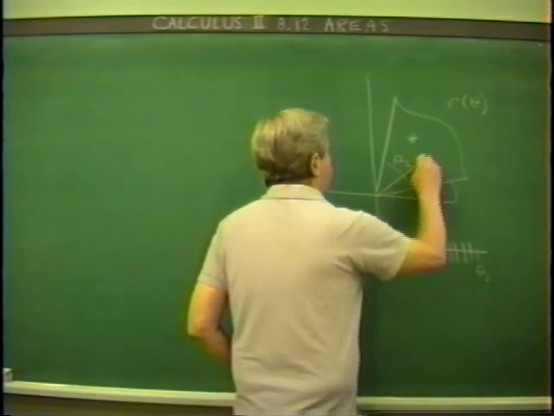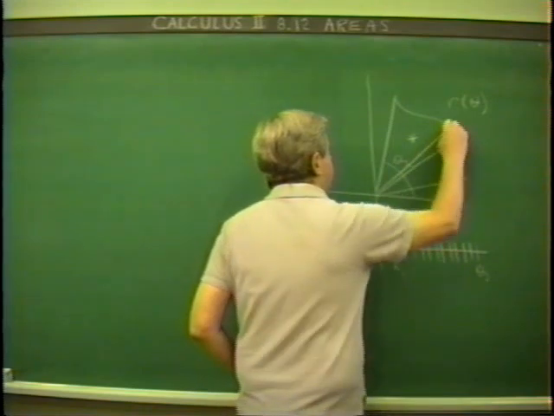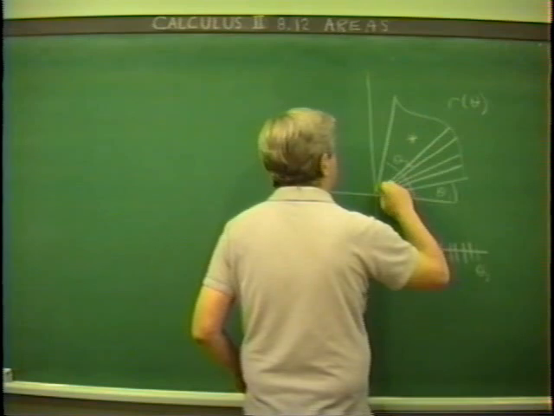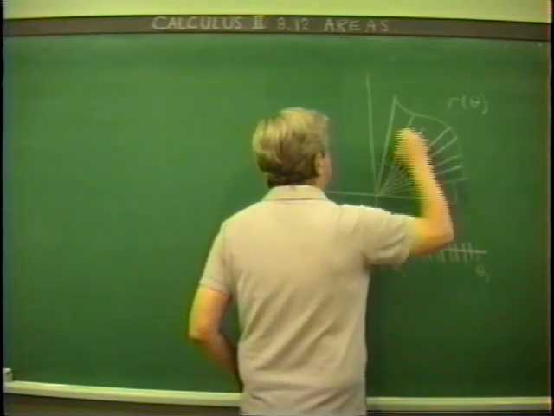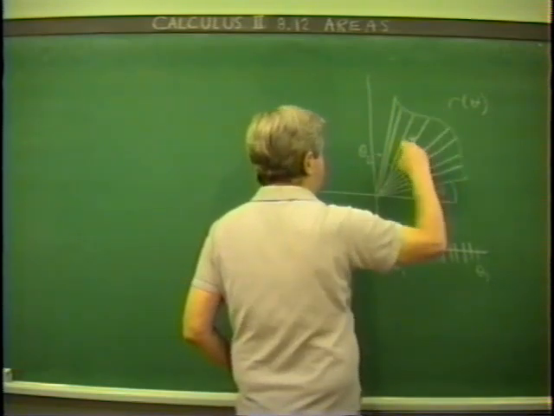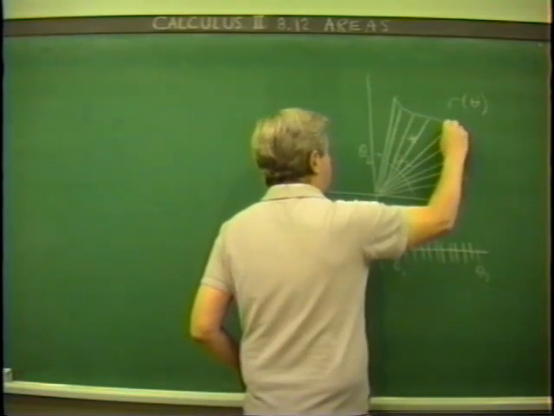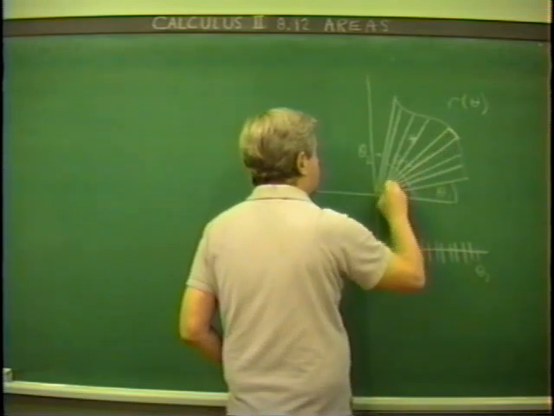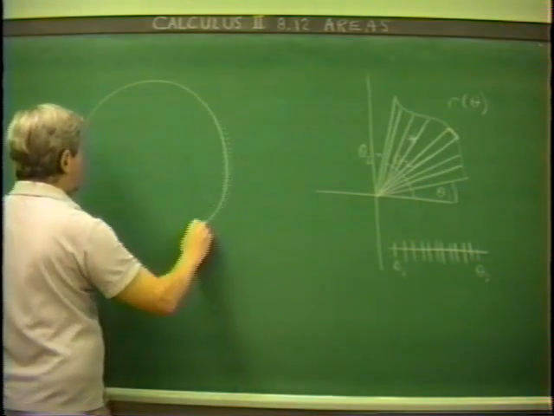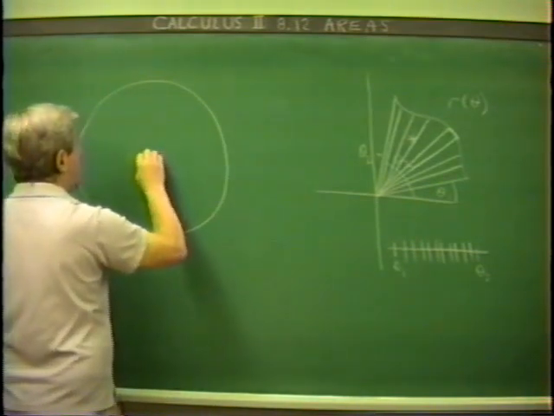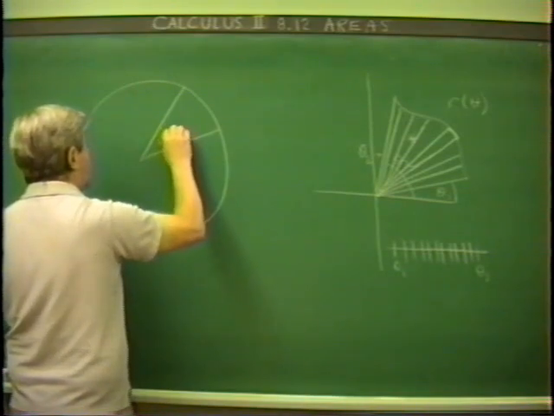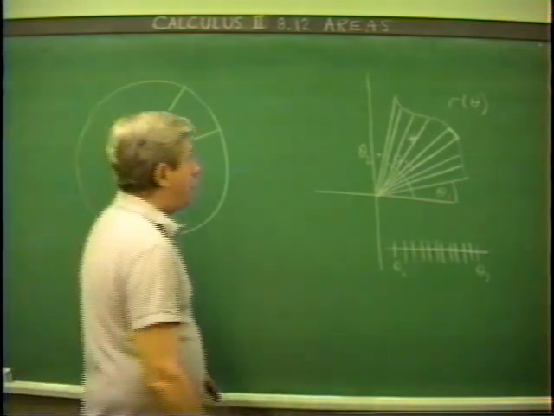Right? And for that purpose, what we're going to do is partition this up between theta 1 and theta 2. For each part of the partition, we're going to end up with something that looks like this. This is theta 2 over here. We're going to want to approximate each of these little parts by a sector or pie shape, like so. And for that purpose, we're going to want to know what's the area of such a sector.